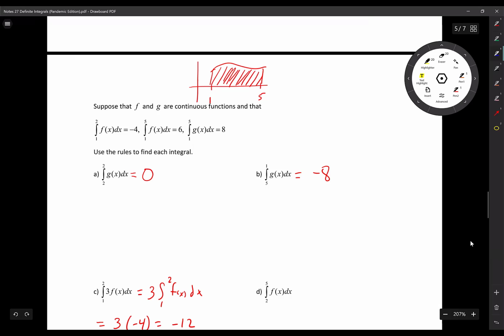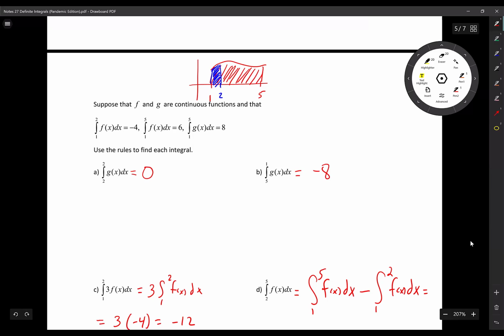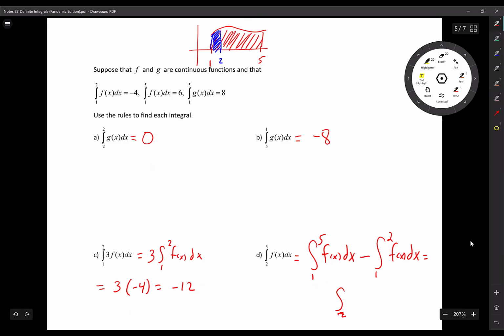If I take that in red and I subtract the area from 1 to 2, so notice I'm subtracting the area in blue here. If I subtract the area in blue from the area in red, won't that give me the integral from 2 to 5? Do you guys see what's going on there? So I'm going to rewrite what I'm trying to say, guys. The total area from 1 to 5 of f of x dx, make sure to put the dx in there. And if I subtract the area under the curve from 1 to 2 of f of x dx, that will give me the area from 2 to 5.